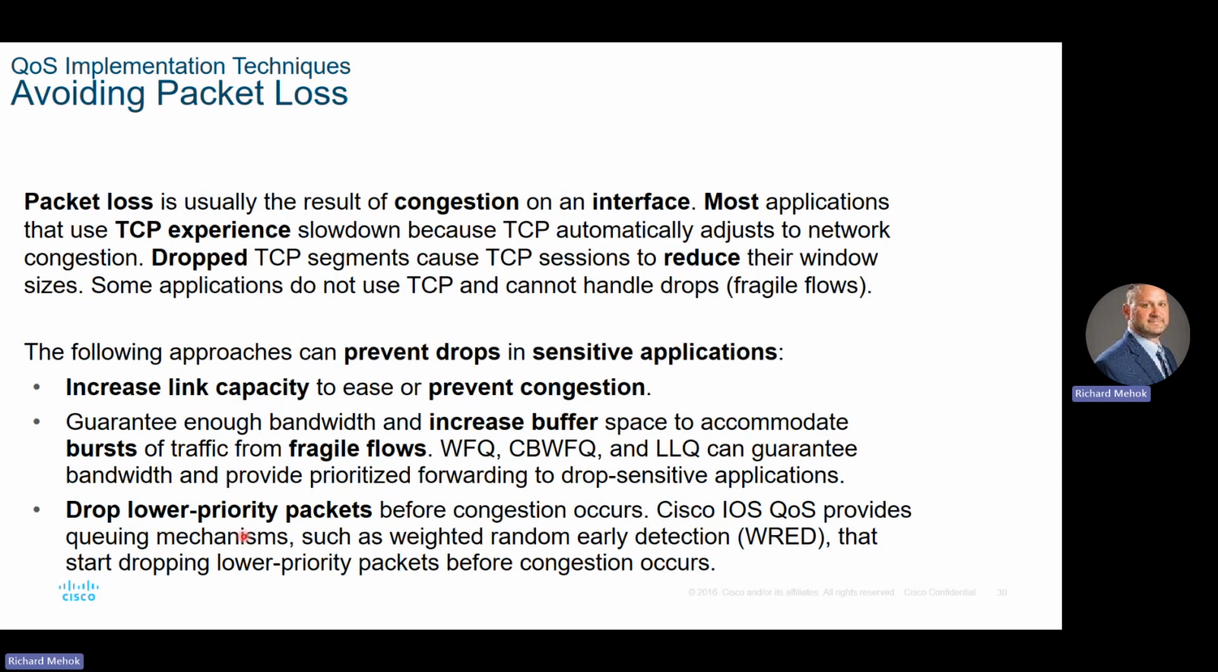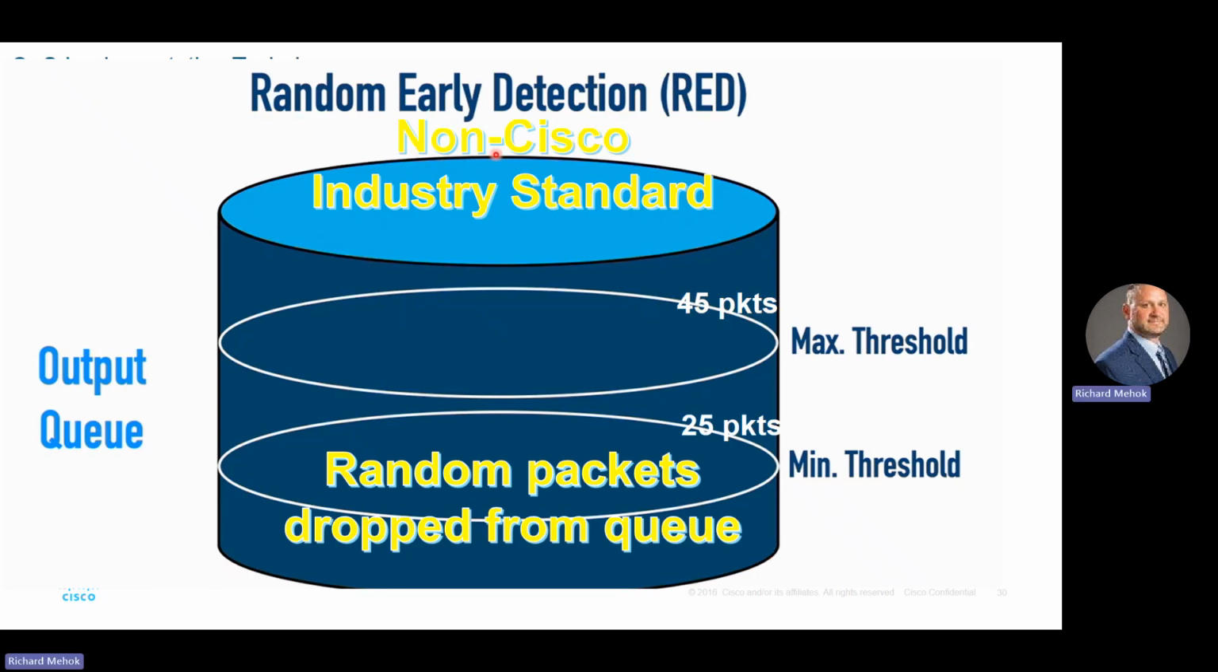And to drop lower priority packets, we use Cisco's WRED. So here's your random early detection. This is the industry standard, so it's non-Cisco. Here's your queue. Let's say we have 25 packets as our minimum threshold, 45 packets will be the maximum. So if we're down around 27, we can guarantee some lower priority packets will be dropped. If we're up around 45, then maybe some higher priority packets will be dropped.